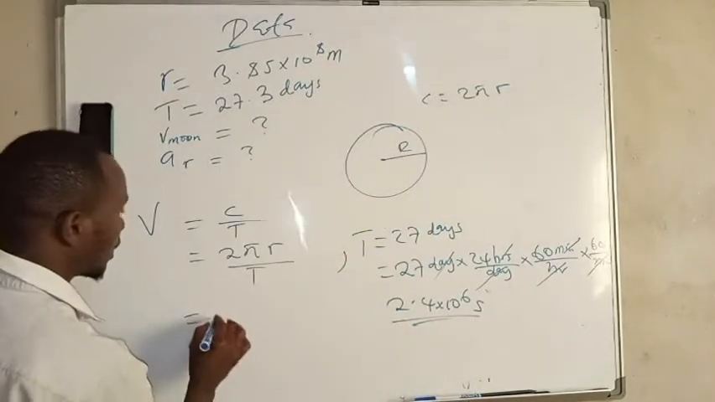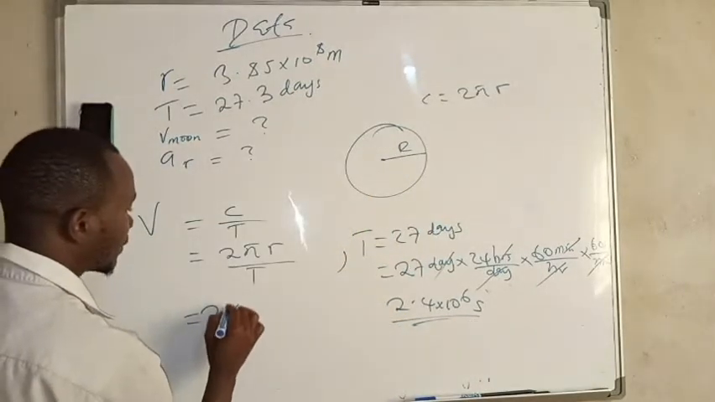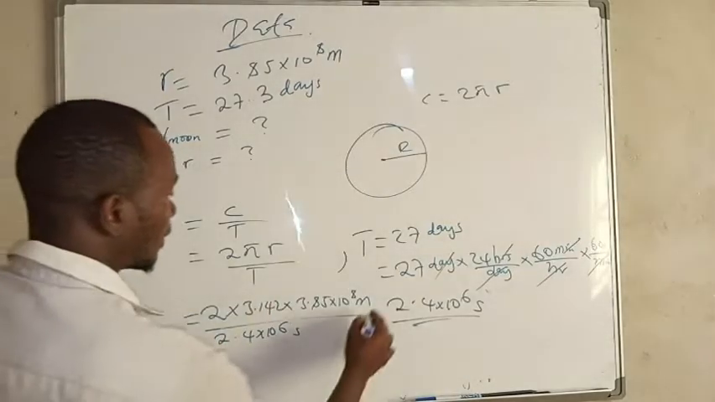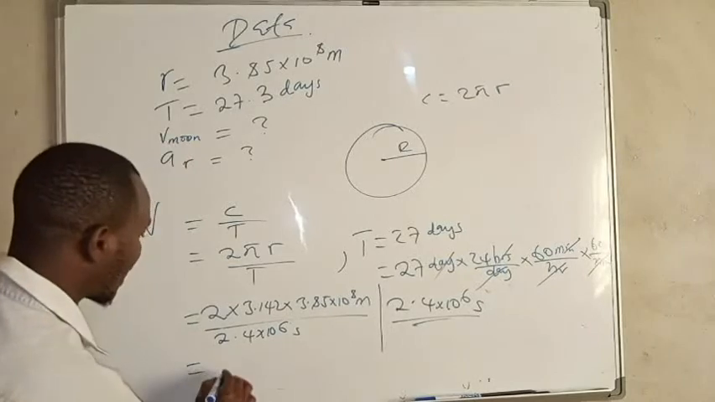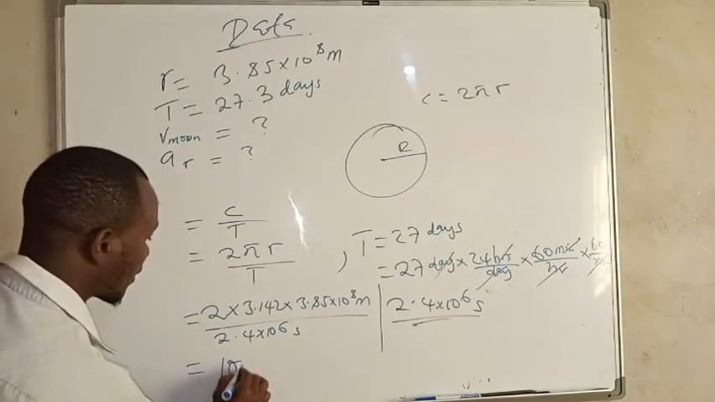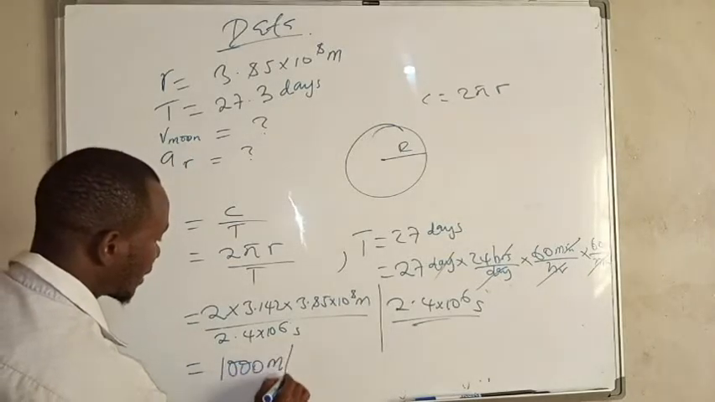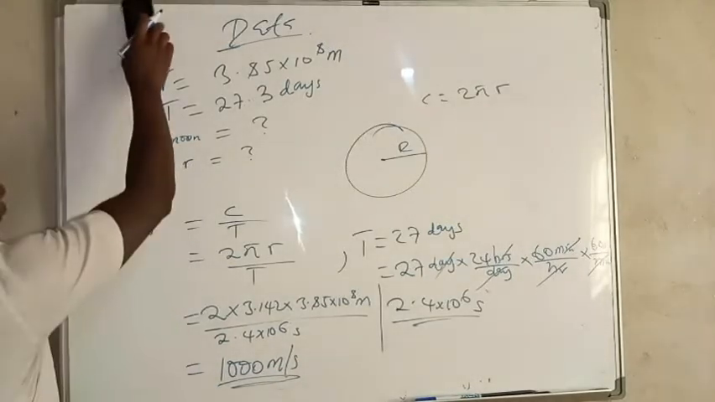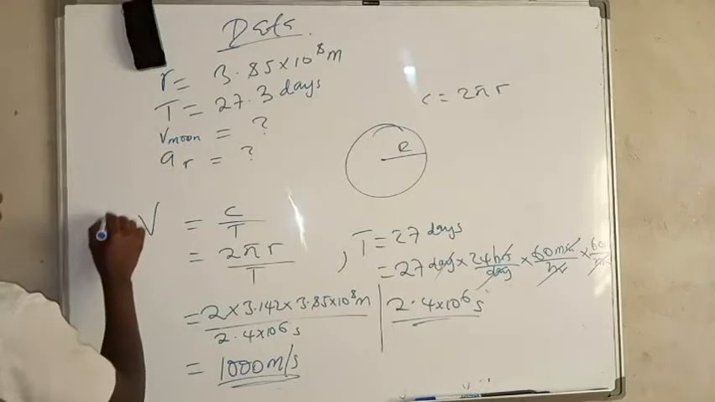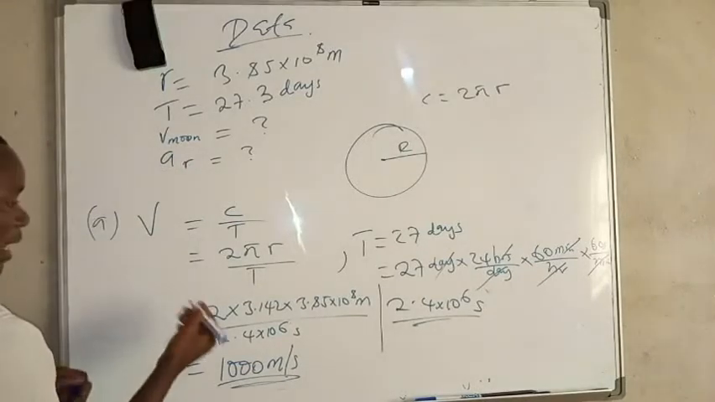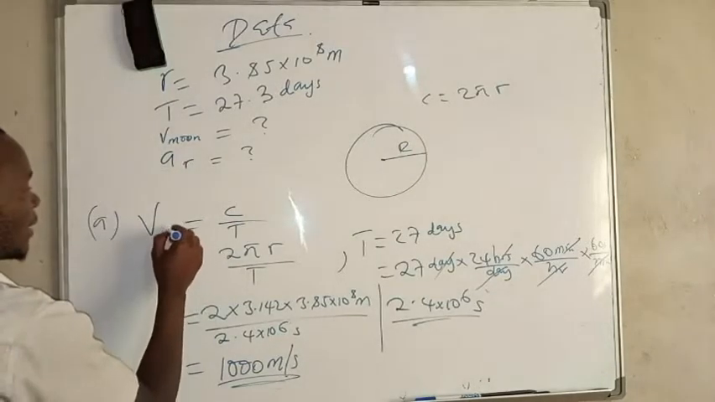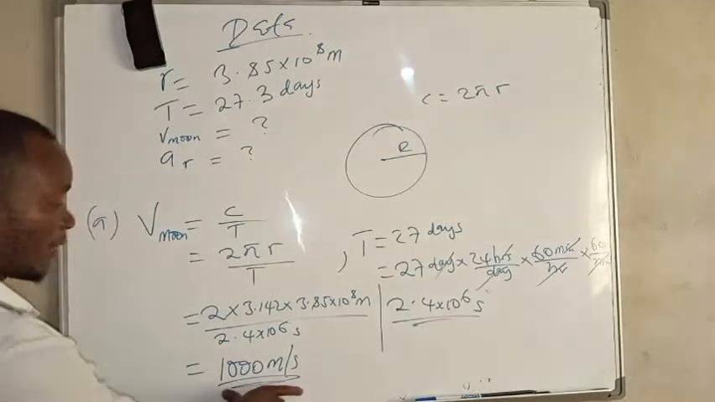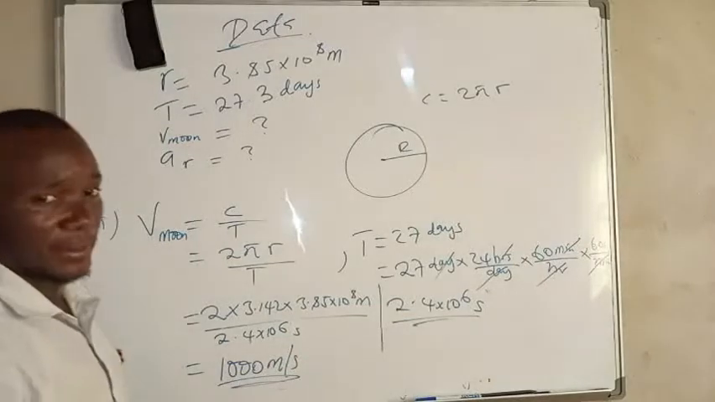When we punch this on a calculator, what we're going to get is 1,000 meters per second. So this is the answer for the first part, which is A, which was asking us to find the velocity, or the speed, of the moon. So this is the velocity of the moon.